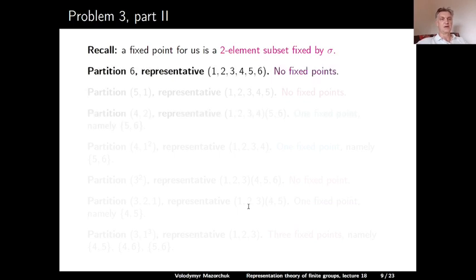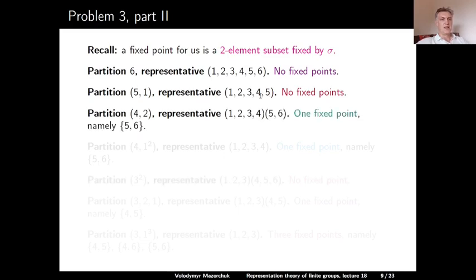So let us start with the partition 6. So a representative is a long cycle. 1 goes to 2, to 3, to 4, to 5, to 6, and back. And there are no two-element subsets which are fixed by this permutation. We always move one step in this cycle. No fixed points here. Next partition is 5, 1. The representative is a 5-cycle (1 2 3 4 5). Again, no fixed points.